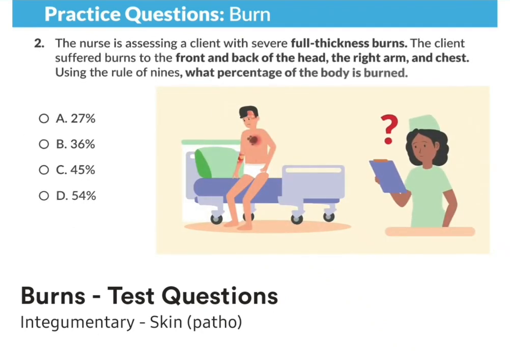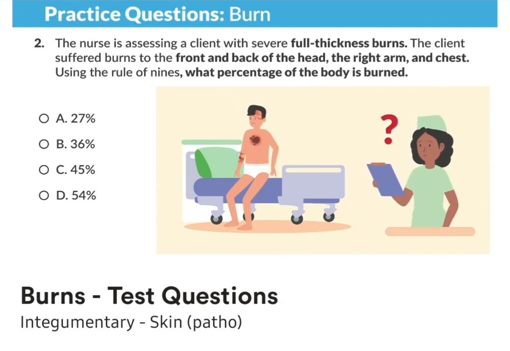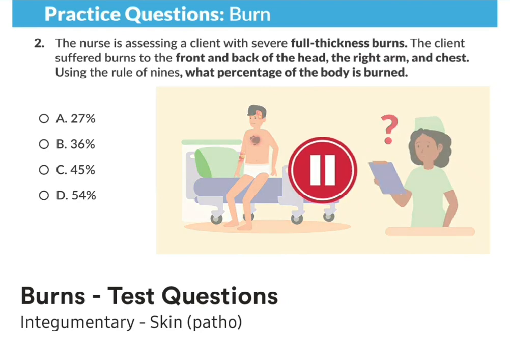The nurse is assessing a client with severe full thickness burns. The client suffered burns to the front and back of the head, the right arm, and chest. Using the rule of nines, what percentage of the body is burned? So pause the screen and try your best to answer this question in about 60 seconds or less.